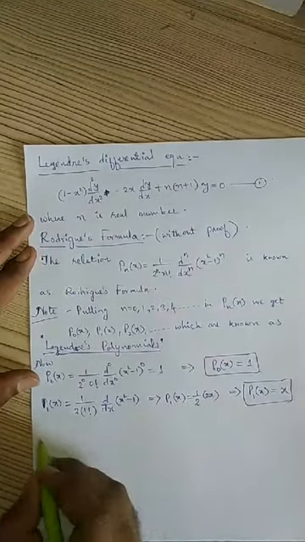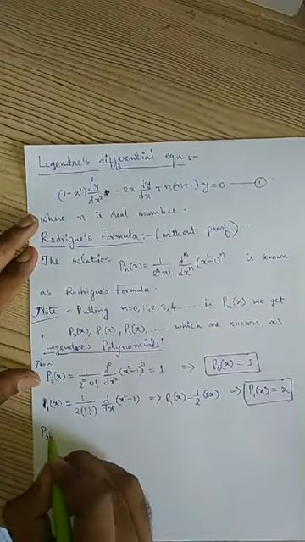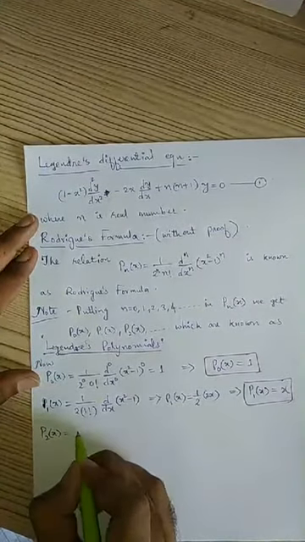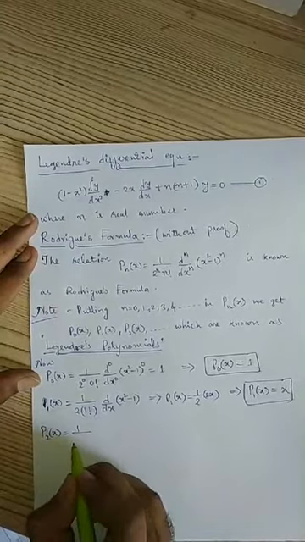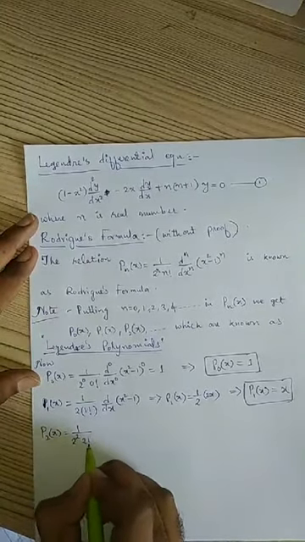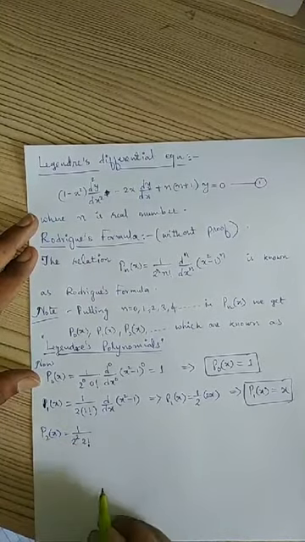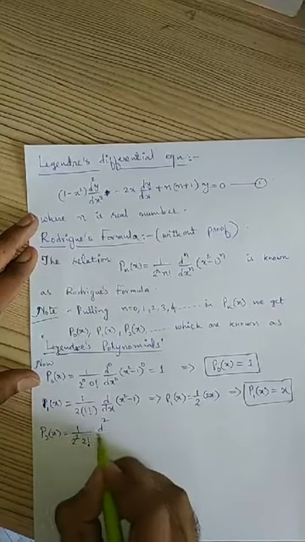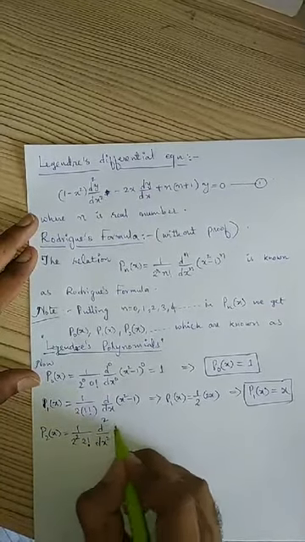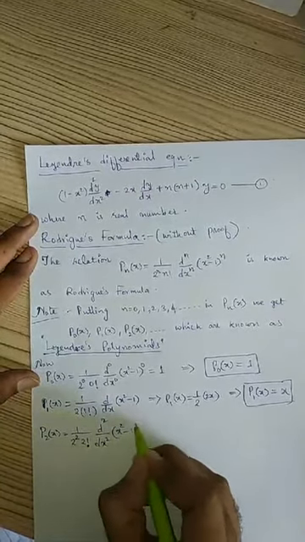The third Legendre's polynomial is P2 of x. P2 of x is 1 by 2 power 2 into 2 factorial, d square by dx square, the second derivative of x square minus 1 whole power 2.